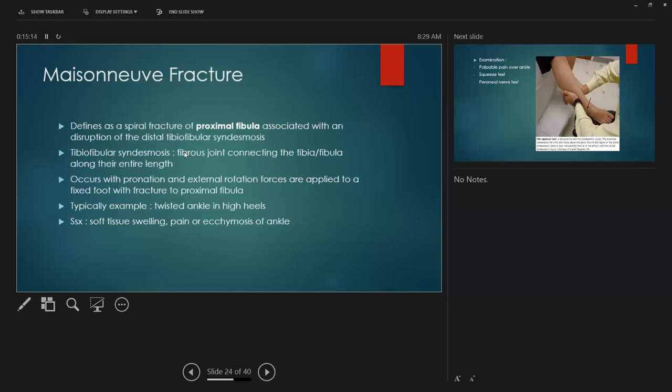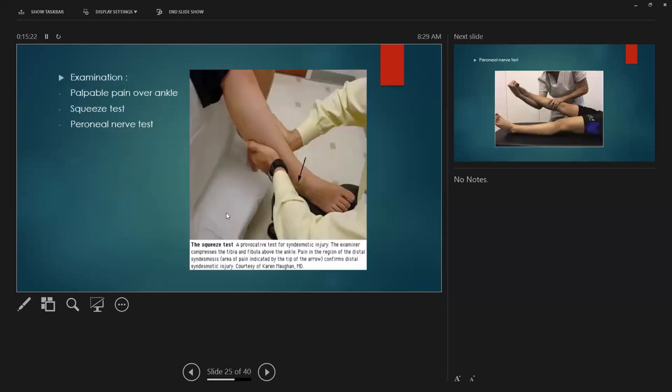So symptoms wise, the patient will develop soft tissue swelling, pain or ecchymosis of the ankle. For the examination, the patient will have pain over the ankle, and then you can do a squeeze test. Squeeze test is like this picture here. It's to test for a syndesmotic injury. You compress your tibia and fibula above the ankle. If any pain occurs in the area, it's suggestive of syndesmotic injury.